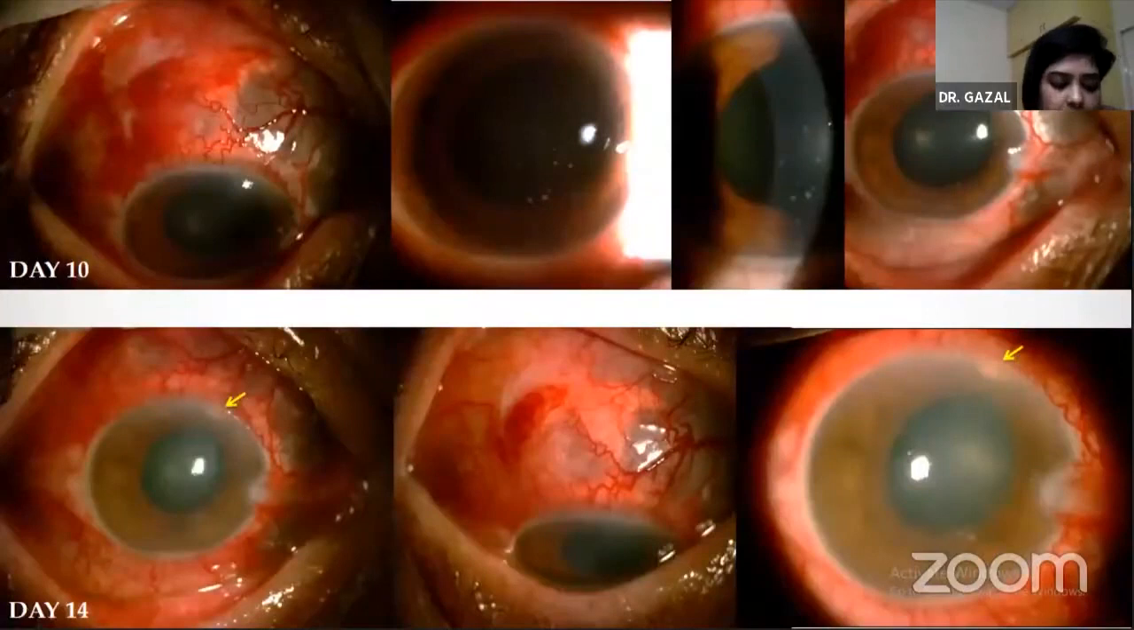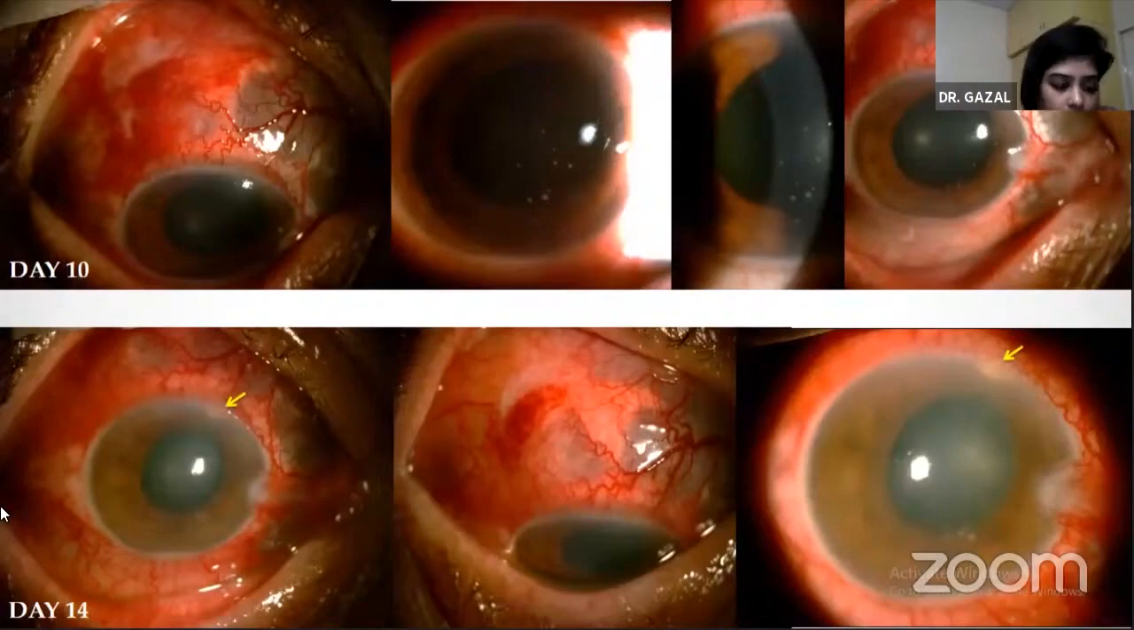On day 10, the pus point, hypopyon, and the keratic precipitates all looked resolving. On day 14, however, a small exudate localized at 1 o'clock position superiorly in the anterior chamber was noticed. However, the patient was symptomatically better and the inflammation was resolving. So the same treatment was continued.